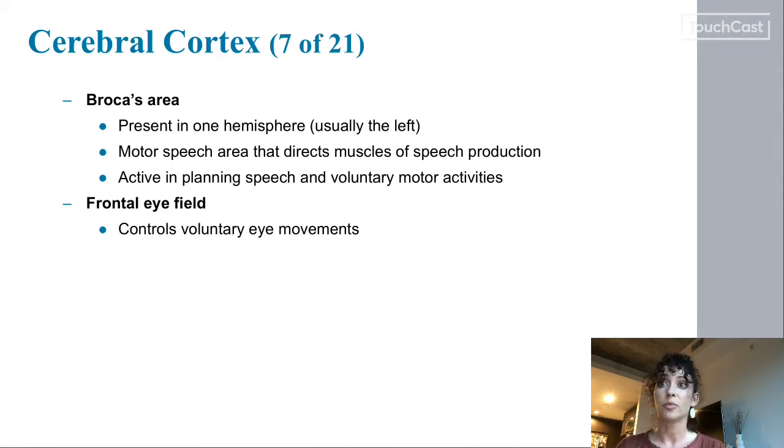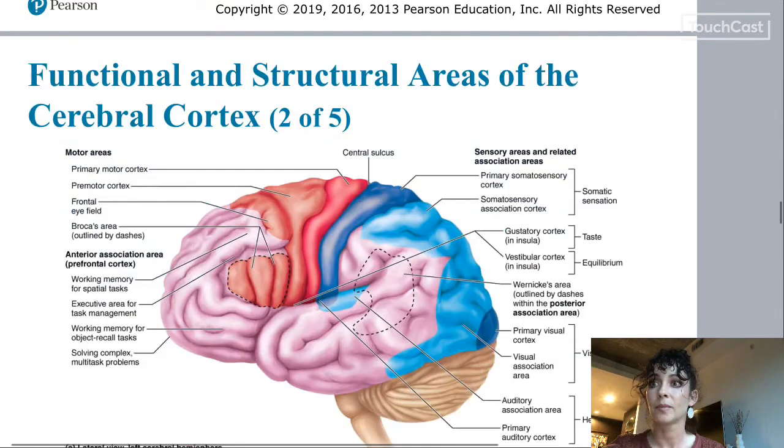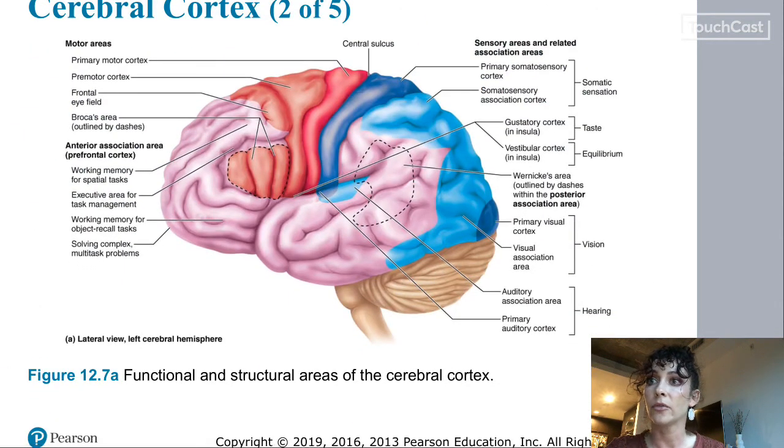So this is involved in actively planning speech and voluntary motor activities. If you ever find yourself having a conversation with somebody, I know a lot of people whose mouth is moving while you're talking because they're ready to get their next point out, this is also active during that time. Even though you might not be speaking, Broca's area is still starting to plan what you're about to say. Our frontal eye field obviously is going to control the voluntary movements of our eyes, being able to look left, right, up and down, not necessarily blinking. Okay, so just to point out again for you, we have Broca's area right here.